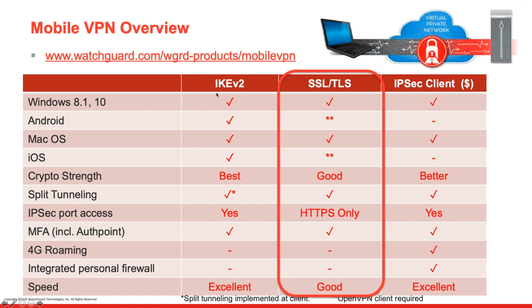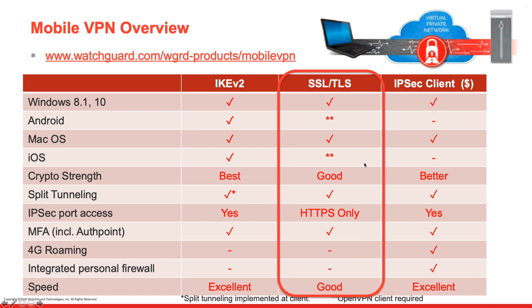SSL VPN connection is available. We have clients available for Windows as well as Mac. You can download those for free from software.watchguard.com. If you're interested in Android or iOS, you still can run that, but you just need an OpenVPN client to run the SSL VPN connection on Android and iOS.